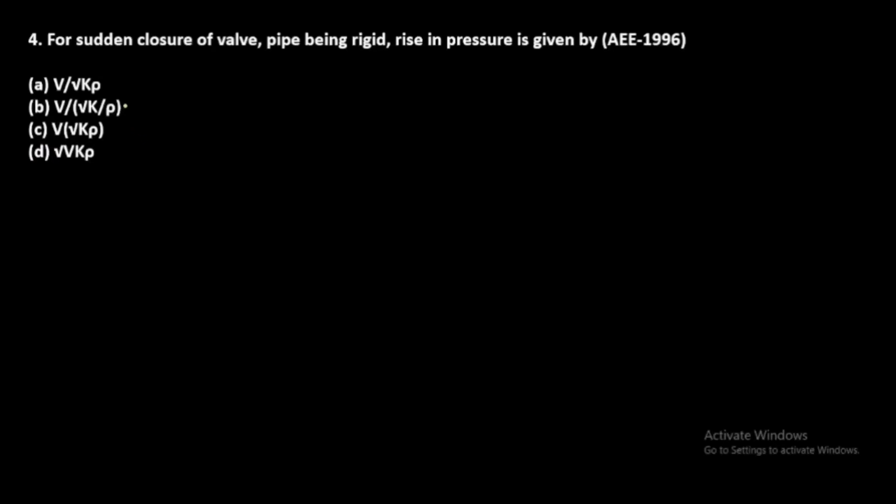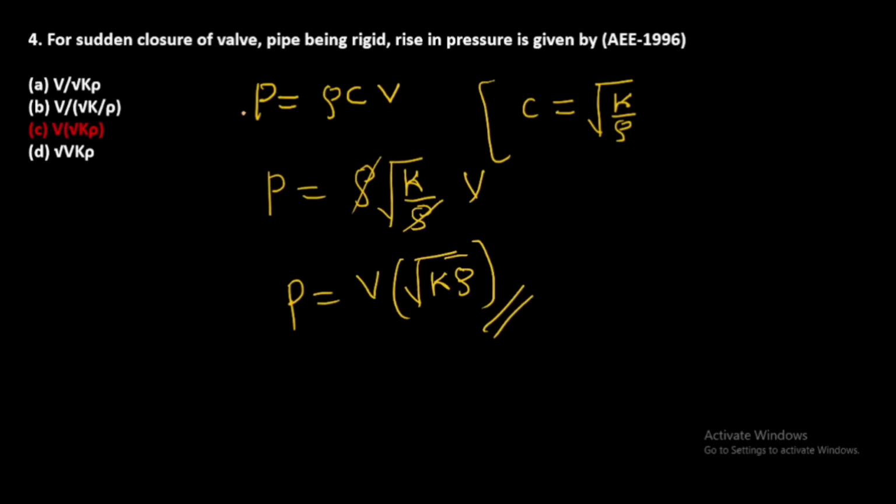Next question. For sudden closure of valve, pipe being rigid, rise in pressure is given by. The rising pressure equation is P is equal to density rho C into V, and we know that C is equal to under root K by rho. So if we keep this C in this, rho will get cancelled, then we have an expression like this. So we need to remember this.